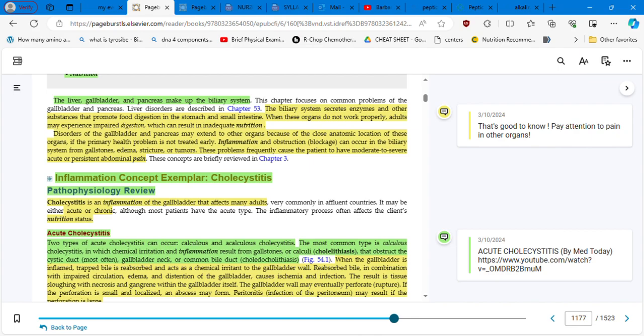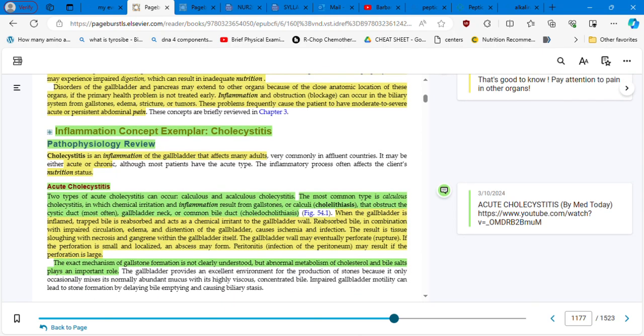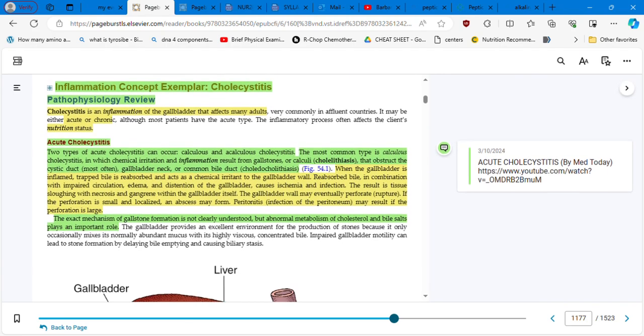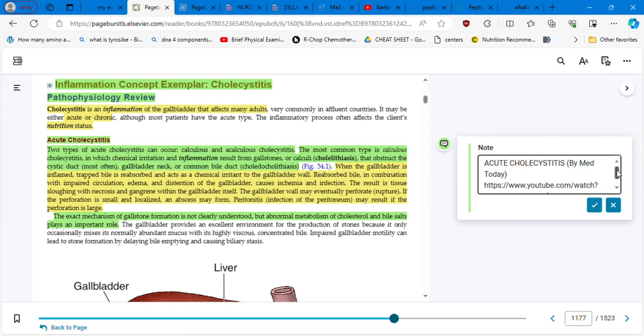Inflammation and obstruction, blockage, can occur in the biliary system from gallstones, edema, stricture, and tumors. These problems frequently cause the patient to have moderate to severe acute or persistent abdominal pain. Cholecystitis. So let's start with a video on cholecystitis so we have a better understanding and the whole picture, okay, from the symptoms all the way to the treatment.